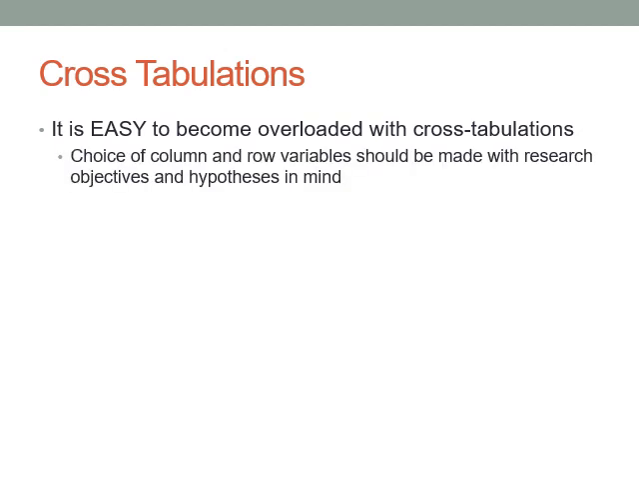So when you're making decisions about which crosstabs you should run, when you're looking at your data initially, you should choose those column and row variables with your research objectives and hypotheses in mind. Look at the things that you wanted to learn, that list of research objectives, and then look at where you can use crosstabs to explore those research objectives.